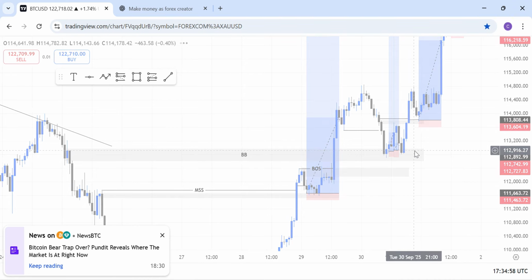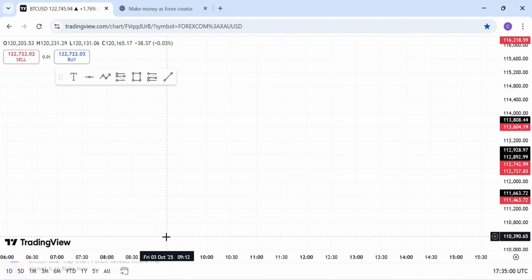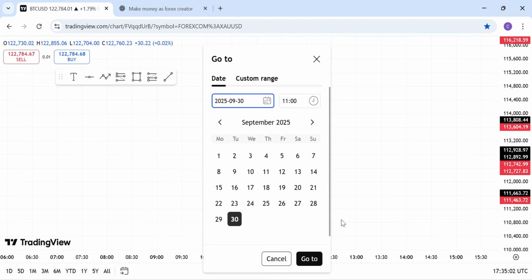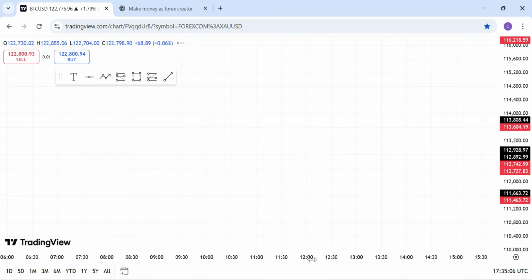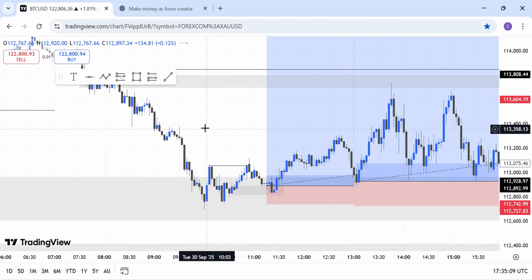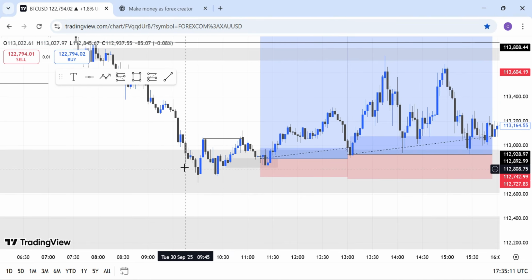So I went down to the 3-minute time frame for confirmation. Why at that zone? Now on the 3-minute time frame, why at this zone, we can see that there was a break of structure when market tapped into the zone. There was a break of structure here. There was a market structure shift here.